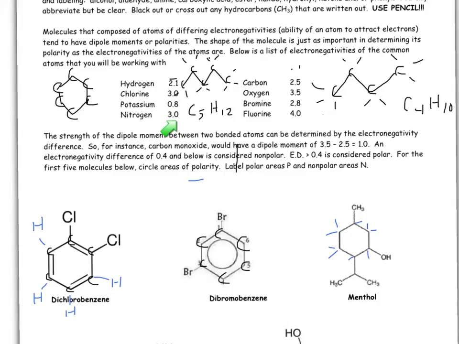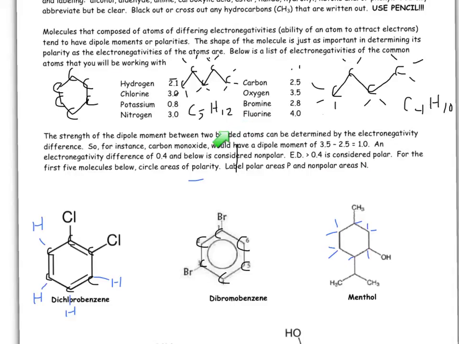Determining polarity doesn't have to do with the electronegativity. It has to do with the difference in the electronegativity. So the difference between 2 atoms that are bonded together will determine its polarity. The greater the difference, the greater the polarity.